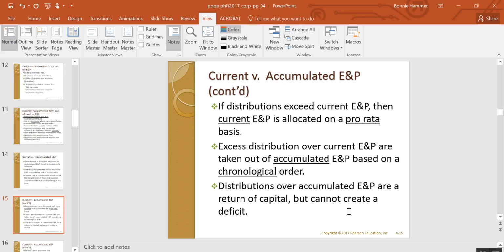And then any distributions over accumulated E&P are either a return of capital, and to the extent that all of your capital is deemed returned, then they would actually create a capital gain for you.